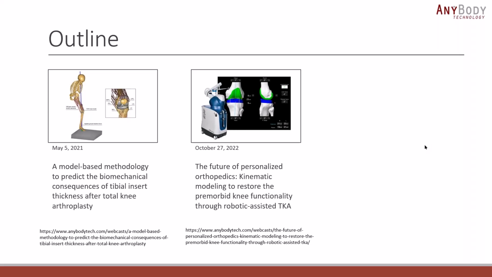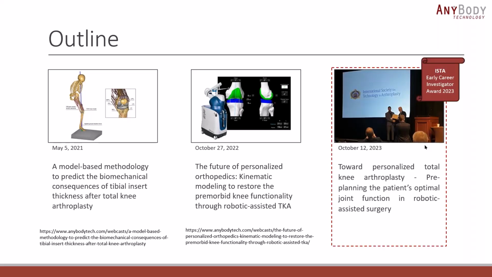If you really want the full story, then you can visit or revisit the first two webinars through our website, where we have uploaded the recordings along with Periklis' presentations. The presentation today was first presented at the annual meeting of the International Society of Technology and Arthroplasty last month in New York. At this conference, Periklis was awarded the Early Career Investigator Award for his work.